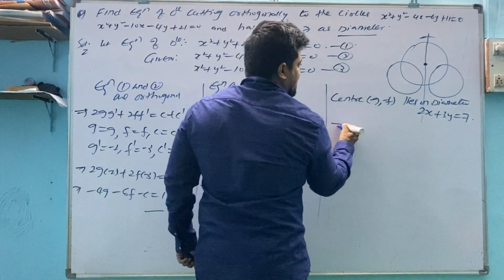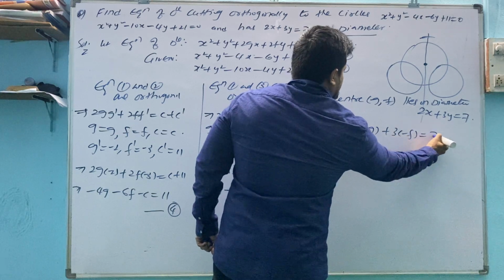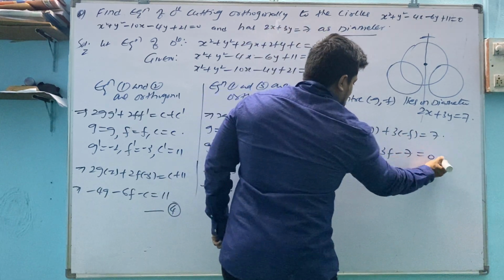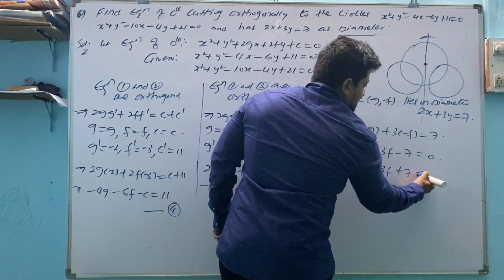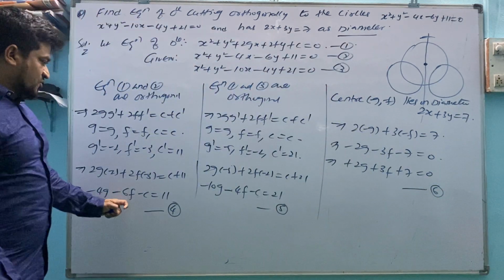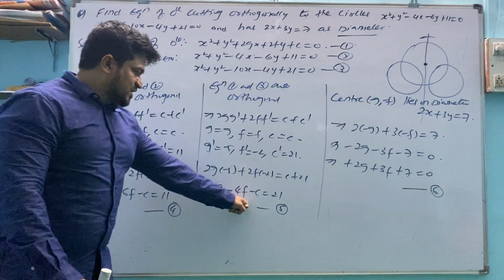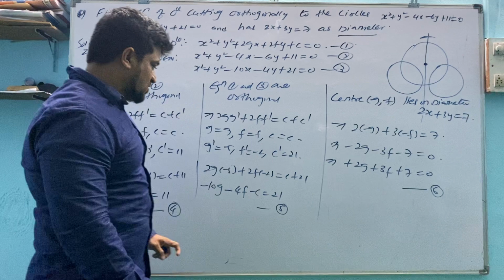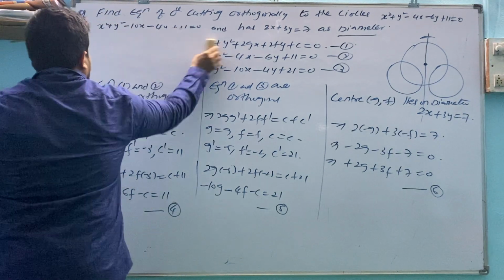Here what we have, the center lies on the diameter. 2 into minus g plus 3 into minus f equals to 7. Minus 2g minus 3f minus 7 equal to 0. If minus is there for all values, you can multiply by minus sign. This is the 6th equation. Now check the 4th, 5th and 6th equation. What we find? In the 4th and 5th equation we have variable c and we don't have any c in the 6th equation. So we have to subtract 4 and 5.